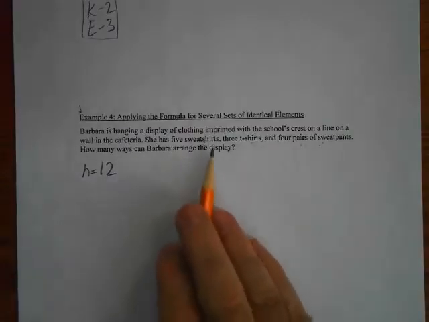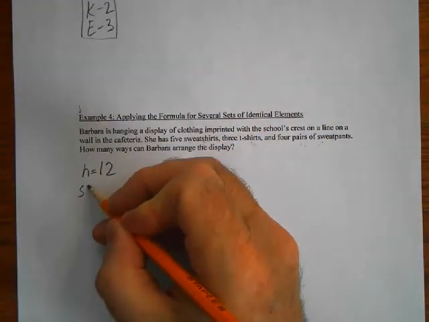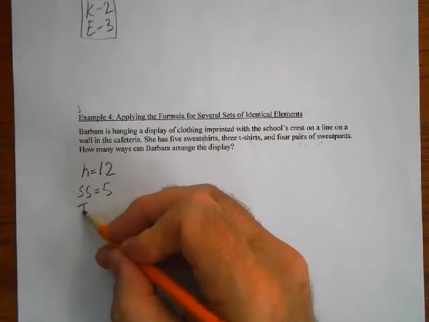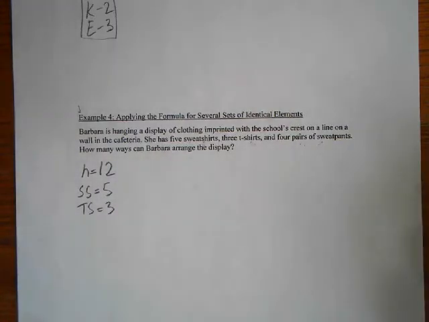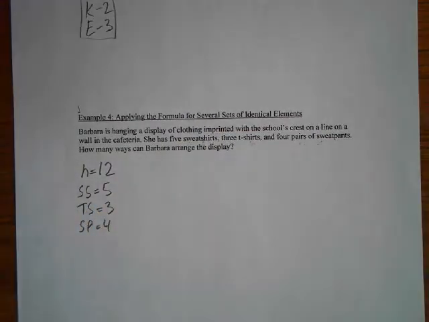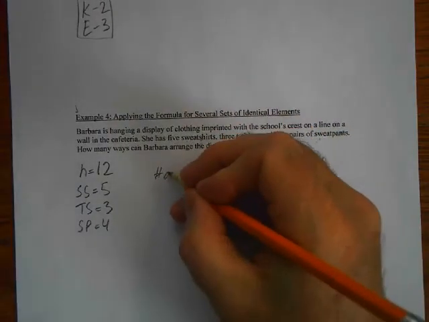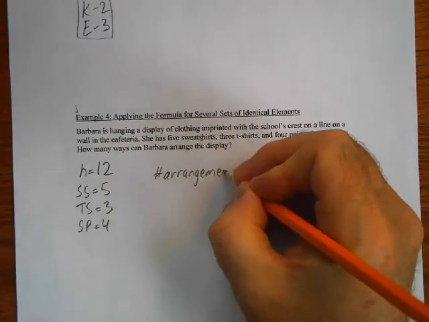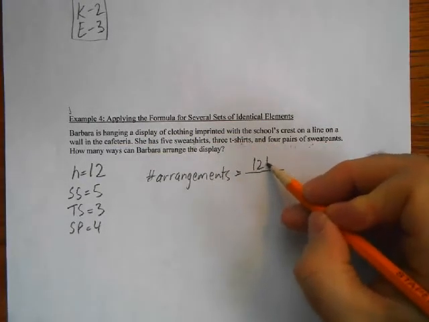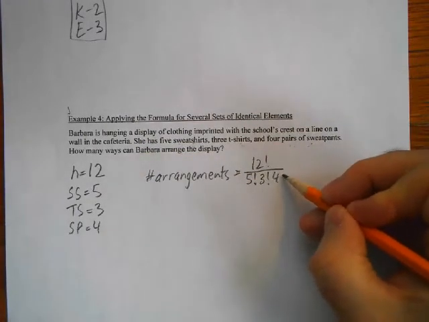Okay, and then not sure how we're going to do this, but sweatshirts, we'll say SS. We have 5 of them. We have 3 t-shirts and 4 pairs of sweatpants, for lack of a better way of defining these. Again, for the number of arrangements on the wall that she could have, we're just going to use that same formula. So it's n factorial, which is 12 factorial, over 5 factorial times 3 factorial times 4 factorial.